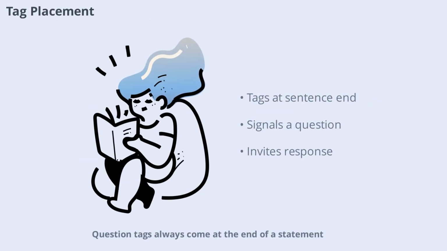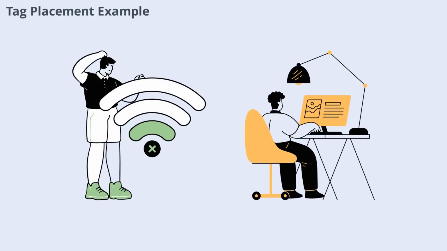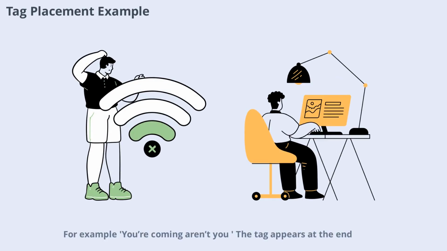Question tags always come at the end of a statement. This placement is important because it signals to the listener that you're inviting a response. Whether you're confirming information or genuinely asking, the tag's position at the end makes your intention clear. For example, "You're coming, aren't you?" The tag appears at the end, making it clear that you're seeking confirmation. This structure is consistent in English and helps listeners follow your meaning easily.